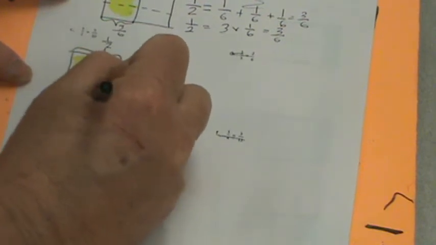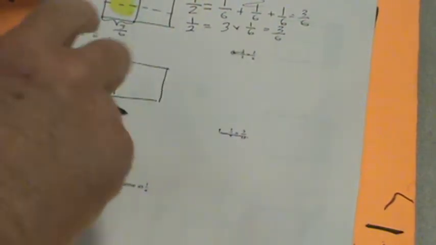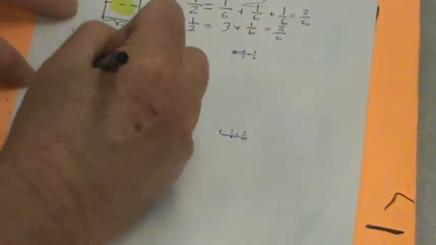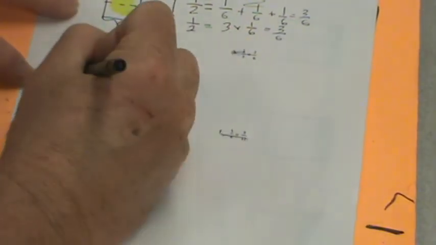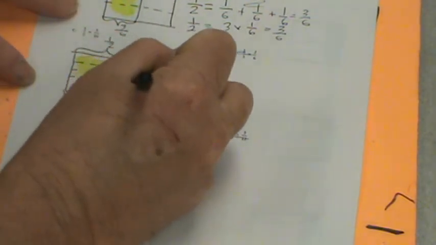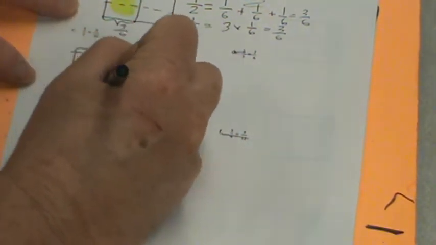and we need to show that it's equivalent to 5/10. So I need to make 10 pieces up here, okay? So we said 2 times 5 is 10. There's 1, 2, 3, 4, 5, 6, 7, 8, 9, 10. And 5 of them are shaded in.